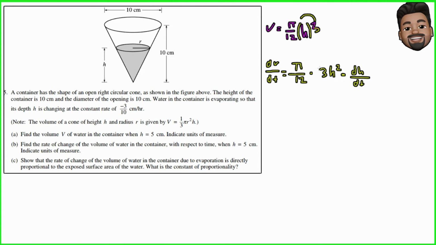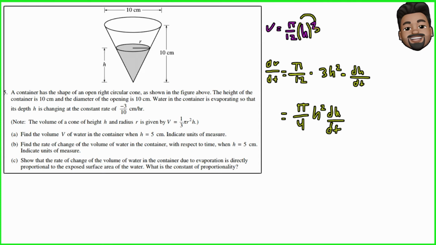Once I got that here, I'm going to simplify this. The 3 and the 12 are going to cancel out, and I'm going to get 4. Or you could do 12 divided by 3 is 4, but because the 12 is bigger, that's going to become pi over 4 h squared dh/dt.